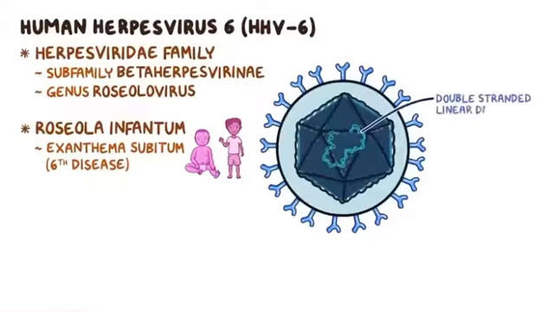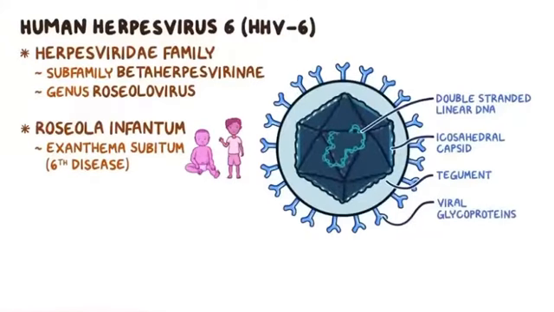Human herpesvirus 6 is a double-stranded linear DNA virus surrounded by an icosahedral capsid, which is a spherical protein shell made up of 20 equilateral triangular faces. The capsid is covered by a protein layer called tegument, and enclosed in an envelope, which is a lipid membrane that contains viral glycoproteins and is acquired from the nuclear membrane of host cells.